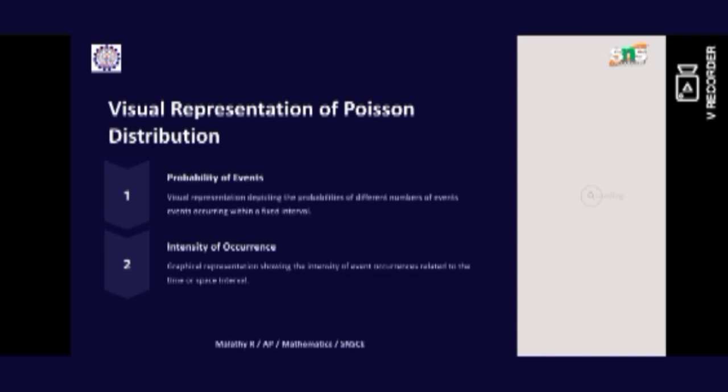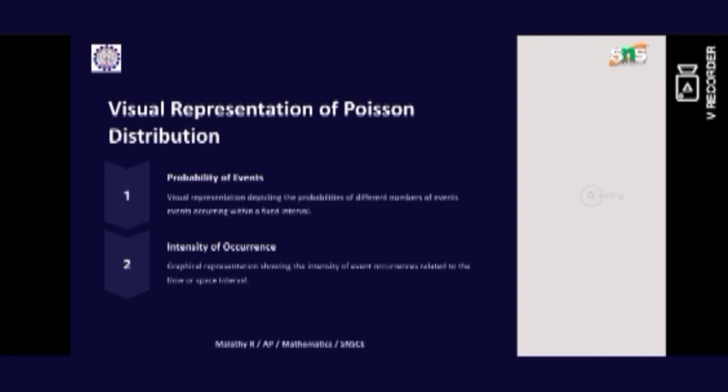Visualizing the representation of distribution as probability of events. The visual representation displays the probability of different numbers of events occurring within fixed intervals. Intensity of occurrence: a graphical representation showing the intensity of event occurrence related to the time or space interval.